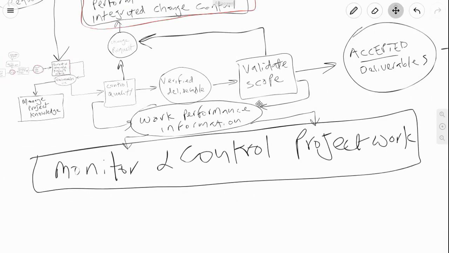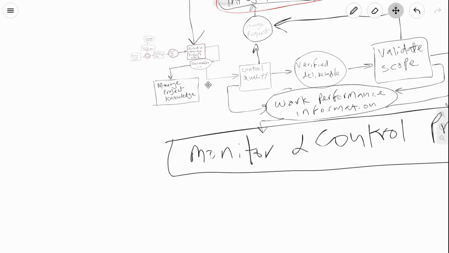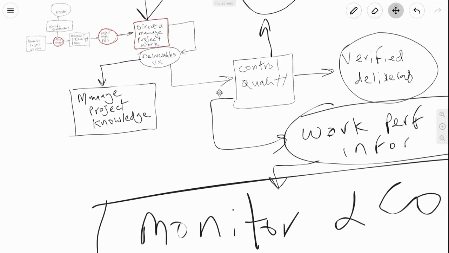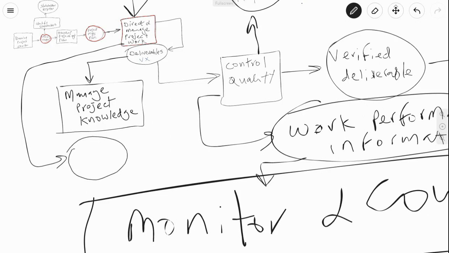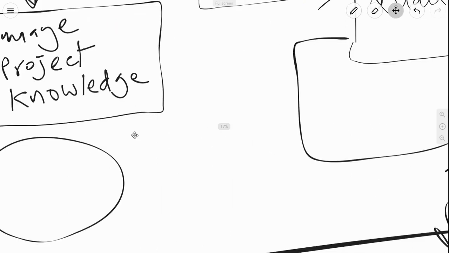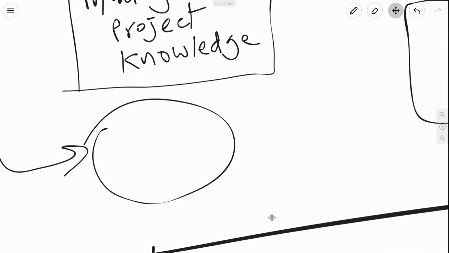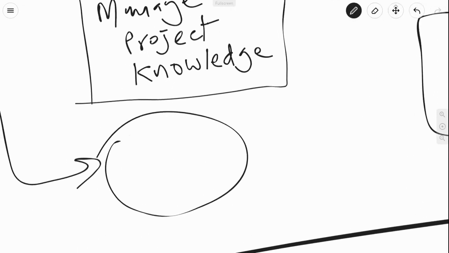So work performance information is your analysis of work performance data. Work performance data comes from this process over here, direct and manage project work. So there is a flow of how this stuff happens, and I cover this in a different video, but let's just draw a line from here. This is going to be your work performance data.